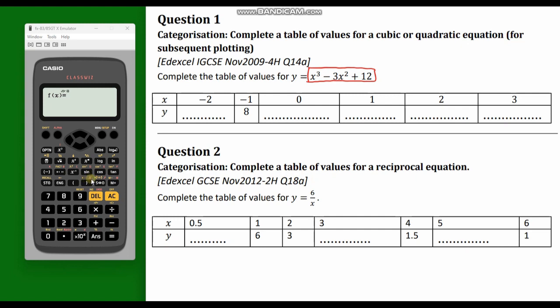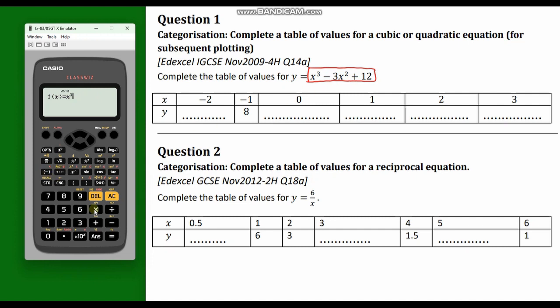Because it's in red, we need to press alpha first and then close brackets. So if we press alpha, close brackets, we get the x, and it's going to be x cubed. So our cubed button is over here. So we press this button. Now we've got x cubed, and now we've got minus 3x squared.